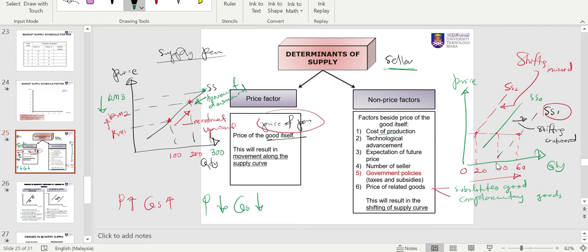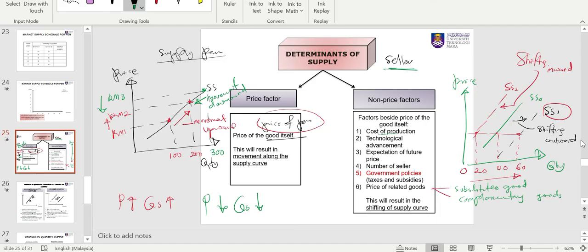Sekarang ni 5 minit masak. So, demand orang tunggu kat depan kedai, kejap je, tak tunggu lama. So, customer tak lari. Okay? With the technological advancement, your production capability, you will be more efficient. You can produce much more. It will result to a shifting outward of the supply curve.